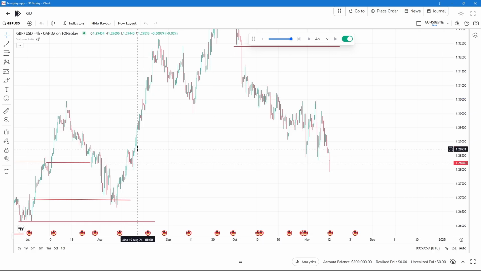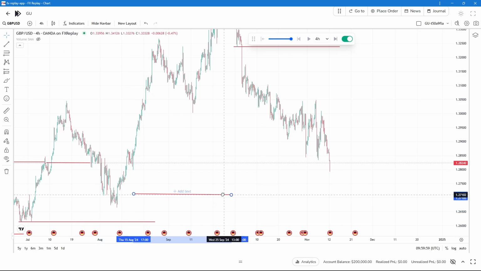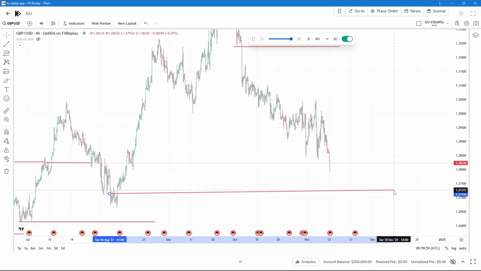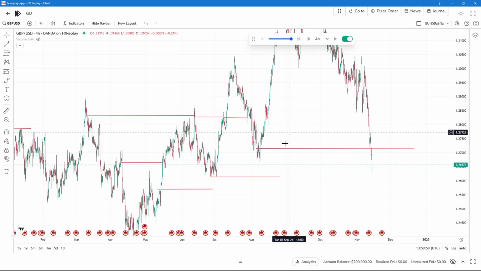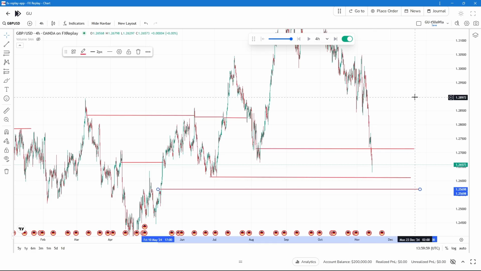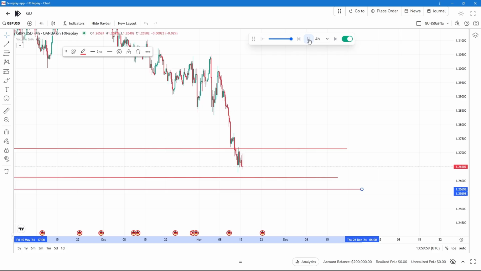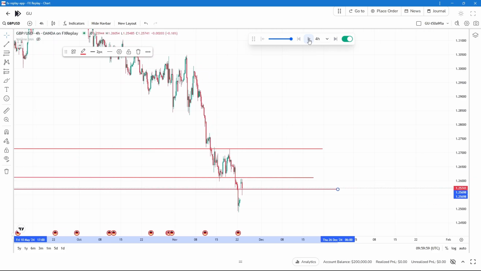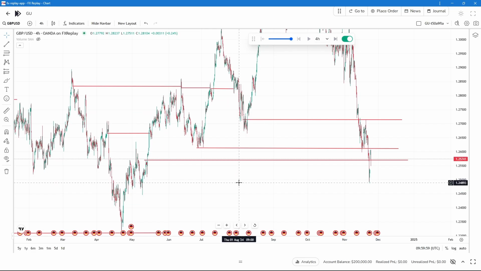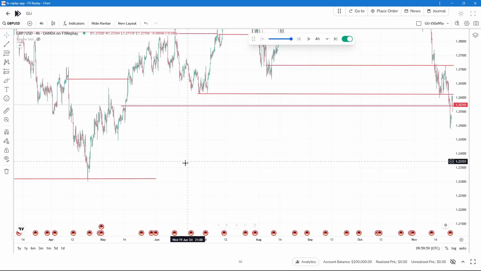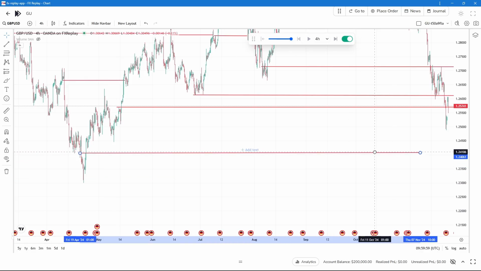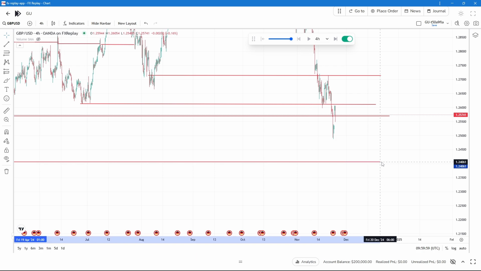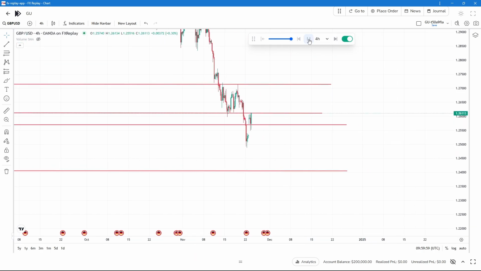And we most likely break this. We go into this extreme area. Definitely pushing down here now. We've got these equal lows here, and we still have this last bit of imbalance. Also have this bit. Let's see what happens.